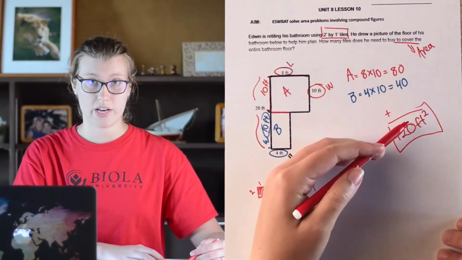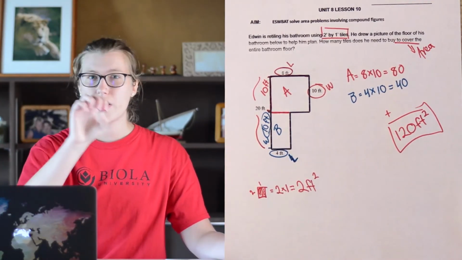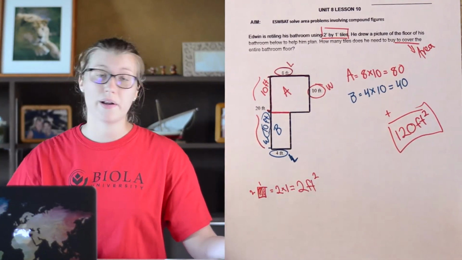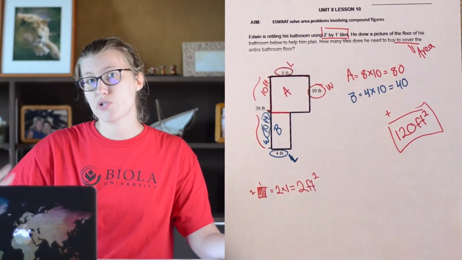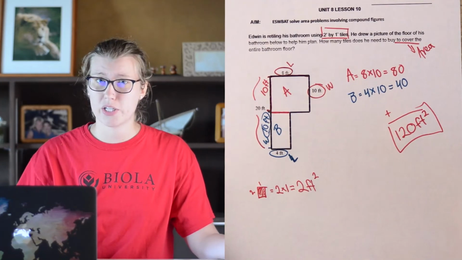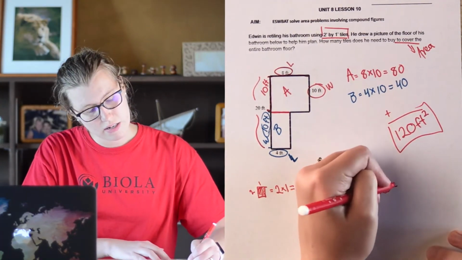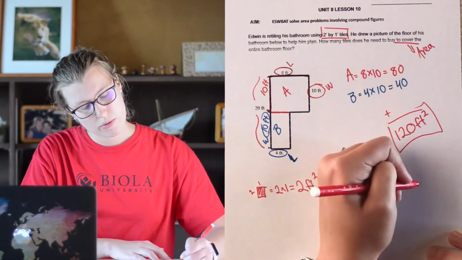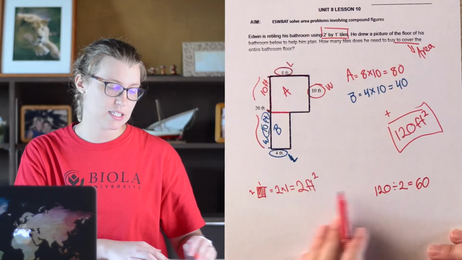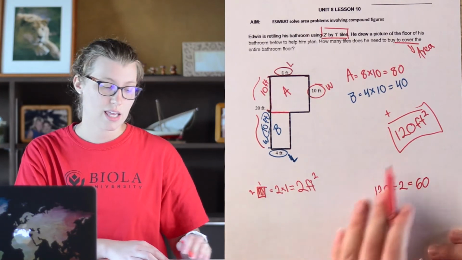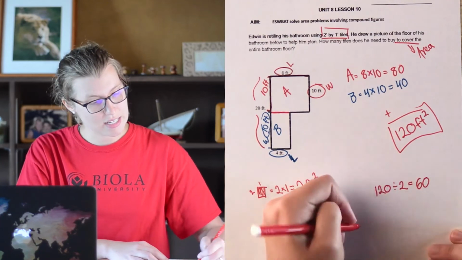My total area is 120 feet squared. So how many of these small tiles will fit into my 120? Well, how many times 2 will get me to 120? That's easy. I can just divide. 120 divided by 2 will equal 60. I can always go double check my work. Is 60 times my 2 feet equal to my 120? Yes. So 60 tiles.